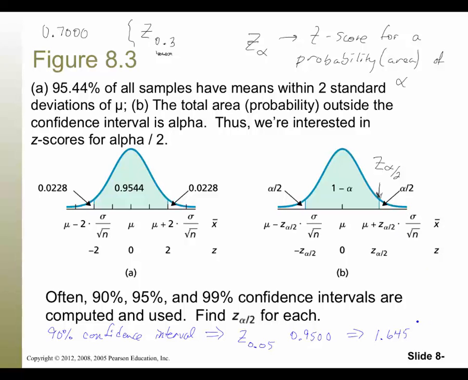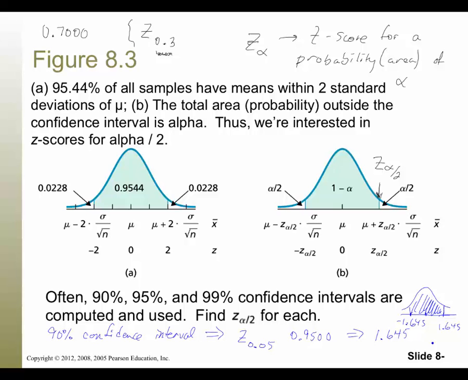So what does it mean? If we want a 90% confidence interval, we're going to go 1.645 above and negative 1.645, or 1.645 below. And that will give us 90% of the data, or a probability of picking one being in there of 0.9. All right, did you follow all that?